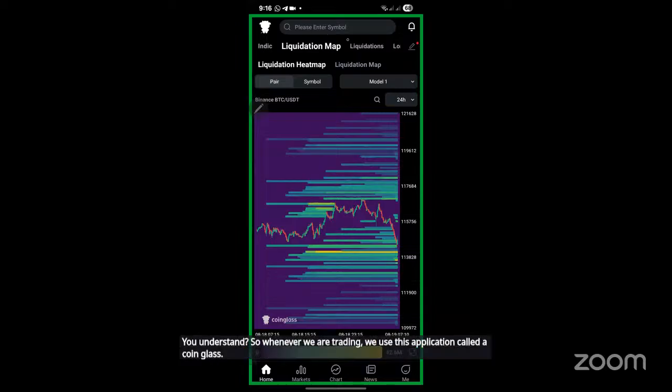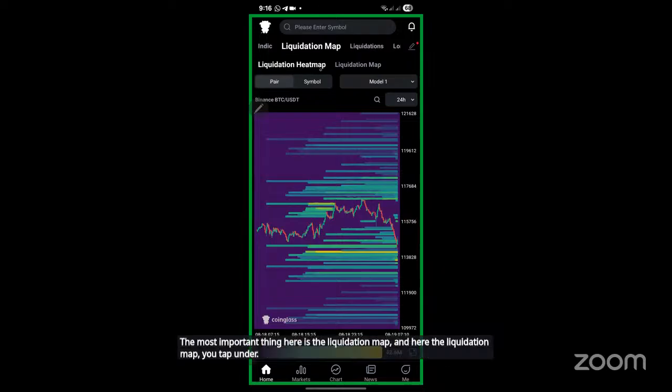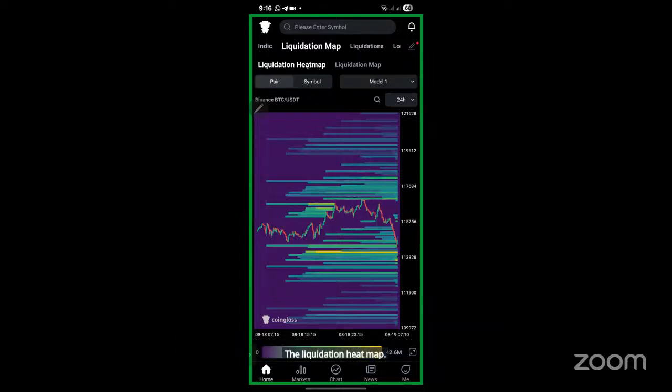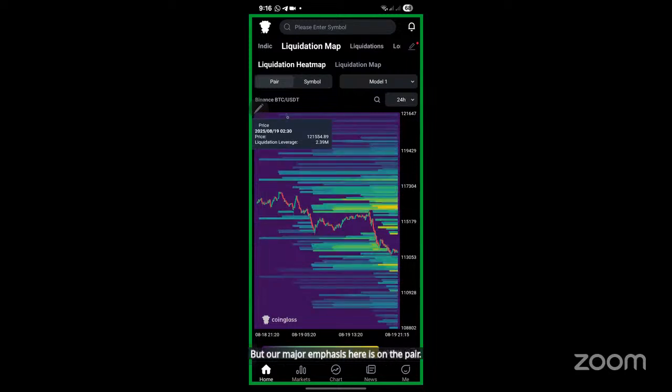The most important thing here is the liquidation map. Here, you tap under the liquidation heat map. The liquidation heat map will show you the pair, and our pair is BTC USDT. You can even tap on the symbol, it will just look like that. But our major emphasis here is on the pair. And the time frame we are using is 24 hours.